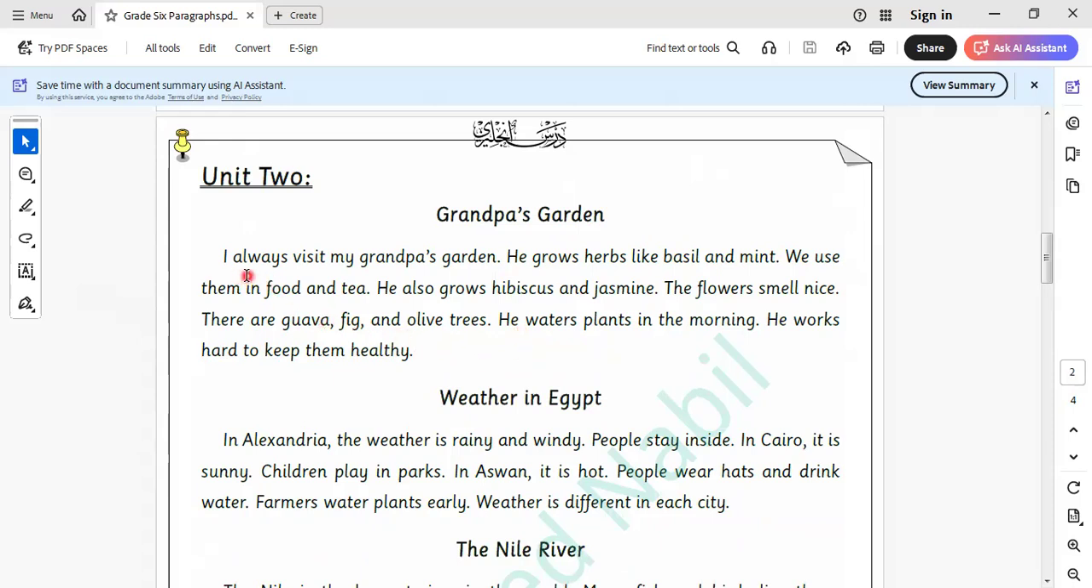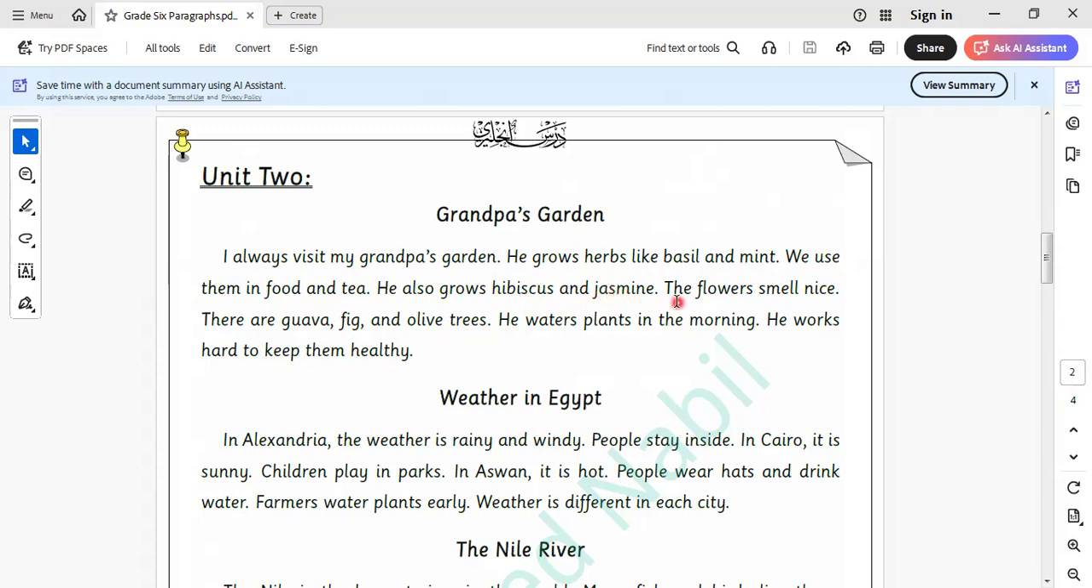Okay, so here we talk about grandpa's garden. I always visit my grandpa's garden. He grows herbs like basil and mint. These are plants that most of us know. We use them in food and tea. He also grows hibiscus. Hibiscus is a red herb. I see it, but I don't know how to describe it. But this herb is red.